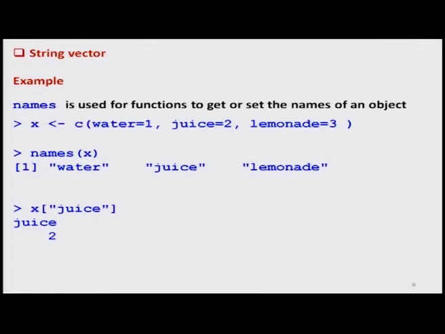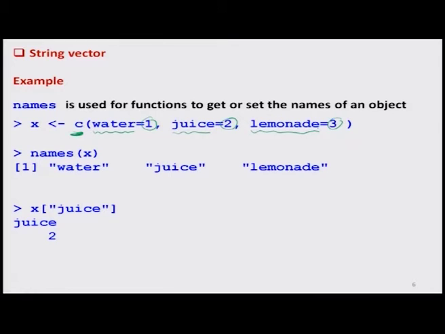Now, I try to take one more example and see what we learn from here. Suppose I create a vector by c, not by list, remember. I give it 3 values, say 1, 2 and 3, and I give them names. I give the name water for value 1, the name juice for value 2, and lemonade for value 3.